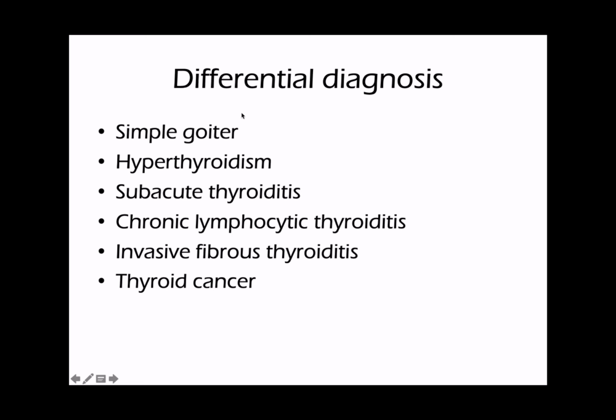So for the diagnosis, there are different stages or different progression of the goiter. First of all, it's a simple goiter due to the negative feedback and the secretion of TSH. And then it's followed by hyperthyroidism. And then it's the subacute thyroiditis, chronic lymphocytic thyroiditis, invasive fibrous thyroiditis, and also thyroid cancer.